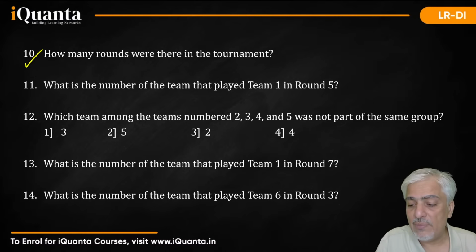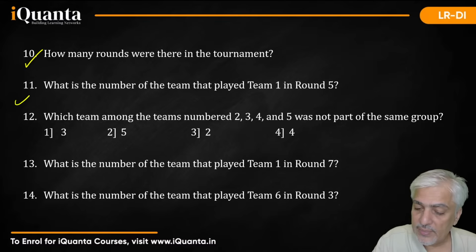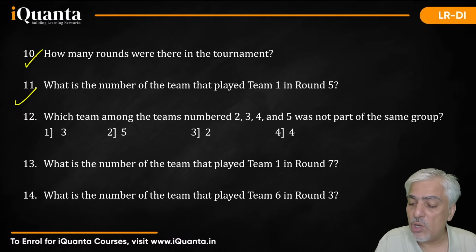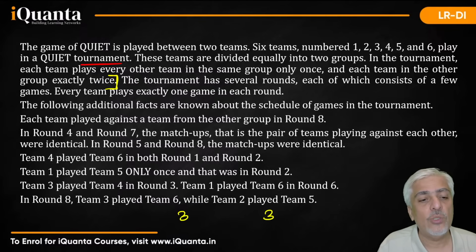What is the number of the team that played team one in round 5? Okay, all that is okay. I'm just reading the question. Which team among the top team 2, 3, 4, 5 are not in the same group? Okay, so all questions are who played whom where. Let's see whether we get to the round part.